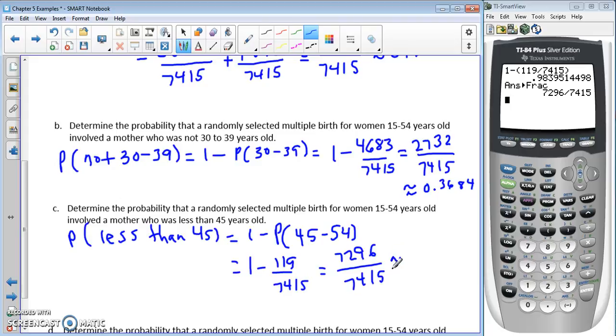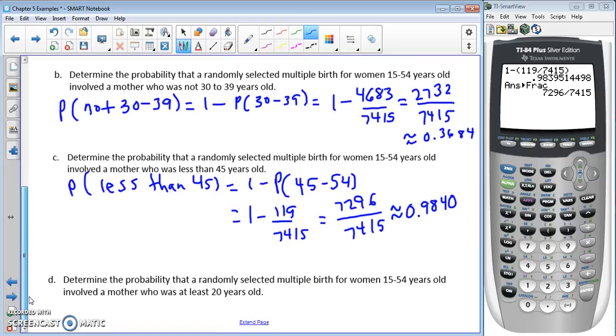And then our decimal approximation 0.983, and then this is a 5, so that would round up. So this is actually going to be 0.9840 there. And then our last question, we want to find the probability that the mother was at least 20 years old.